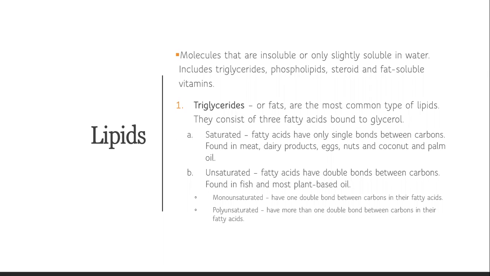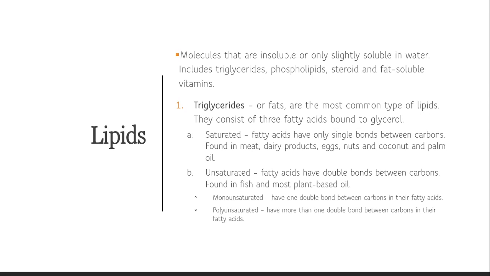So when we say triglycerides or fats, they are the most common type of lipids, and they consist of three fatty acids bound to glycerol. So there are two types of TG. We have the saturated and unsaturated. So when we say saturated, they are fatty acids that have only single bonds between carbons. So they are mostly found in meat, dairy products, eggs, nuts, and coconut and palm oil, while our unsaturated fats have double bonds between carbons. So they are usually found in fish and most plant-based oils.